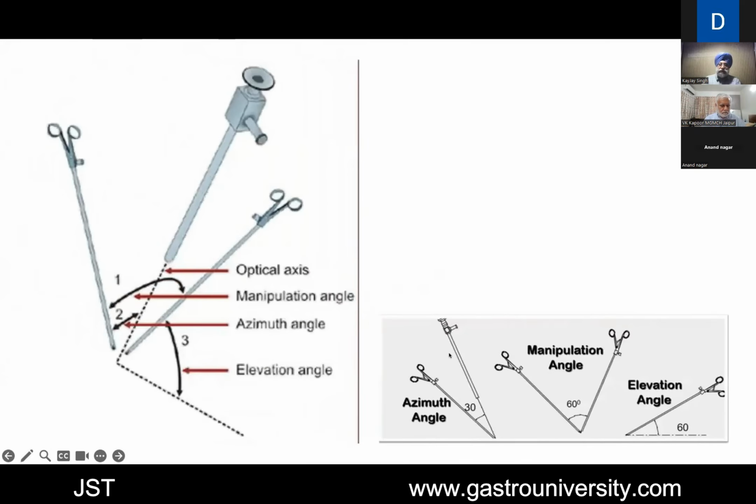Now, there are 3 angles: manipulation angle, azimuth angle, and elevation angle. In the triangulation process of placement of ports, we must take care of these 3 things. The optimal manipulation angle, that is between the 2 working instruments, should be around 60. The azimuth angle is the angle between the laparoscope and the working instrument, which should be 30 on either side. Ideally, it should be equal. The elevation angle is the angle between the working instrument and the plane of the organ which we are operating, which ideally should be 60 degrees.